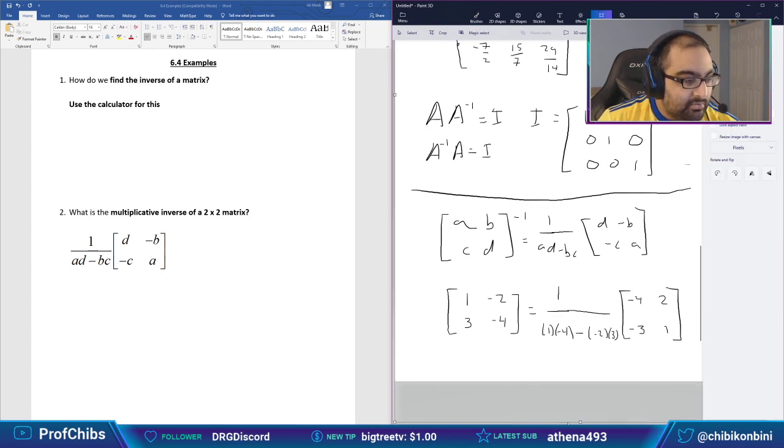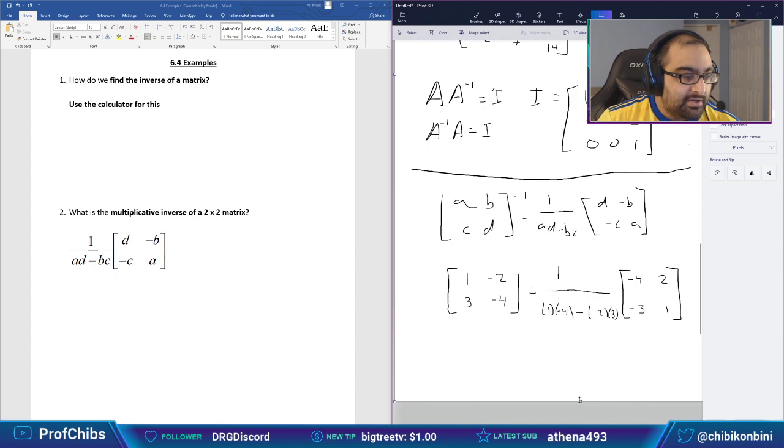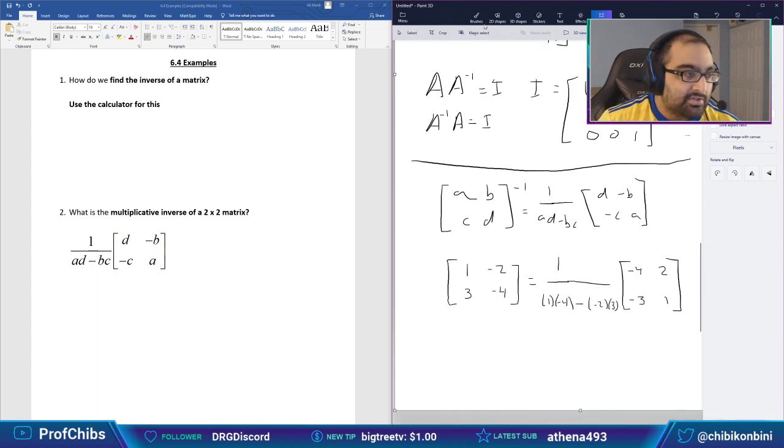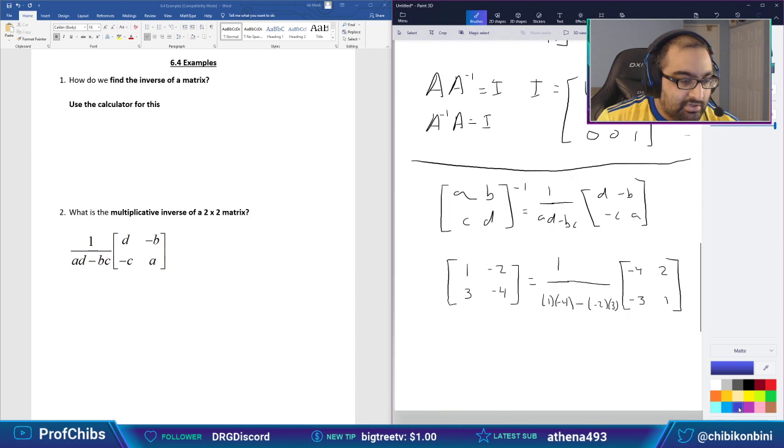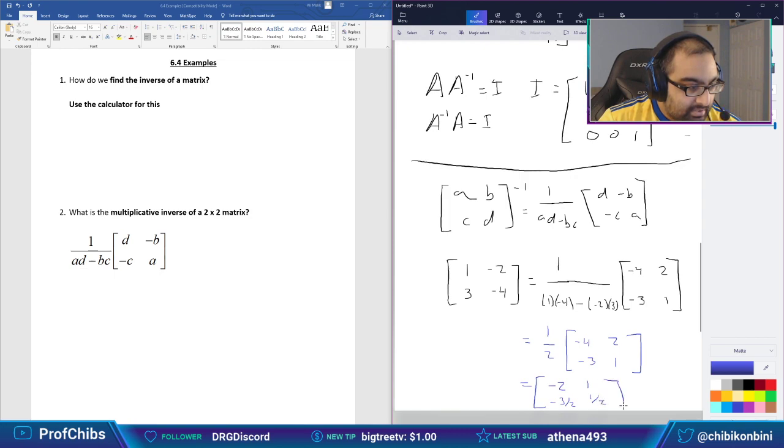Again, this is the manual way. Is it that important to me? Not really, but some problems say, hey, why don't you do this, so you know where it came from. So you get -4 plus 6, that's 2, so 1/2. Take a half times this, and then just multiply. Get -2, 1, -3/2, and 1/2. And that's it for that.